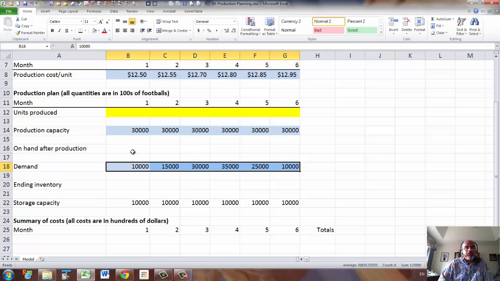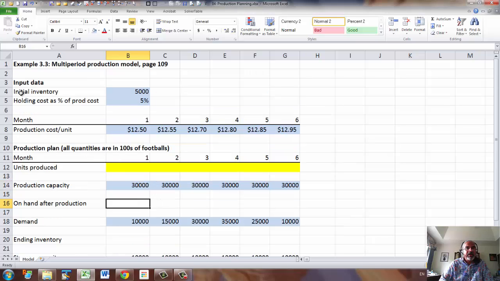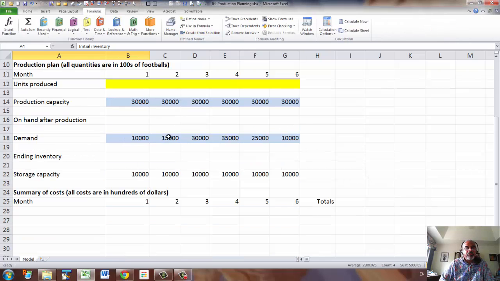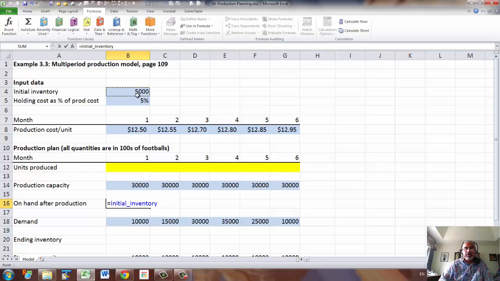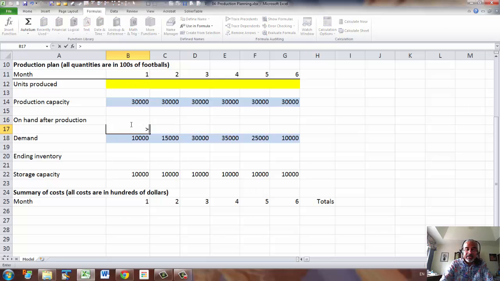Now on hand after production is, for the first month, okay, let's give names here. For the very first month, we start with the available on-hand inventory, and then to that we add how many units we're going to produce. So that will give us the on-hand after production. That will be the available inventory. Of course, that should be greater than or equal to the demand.